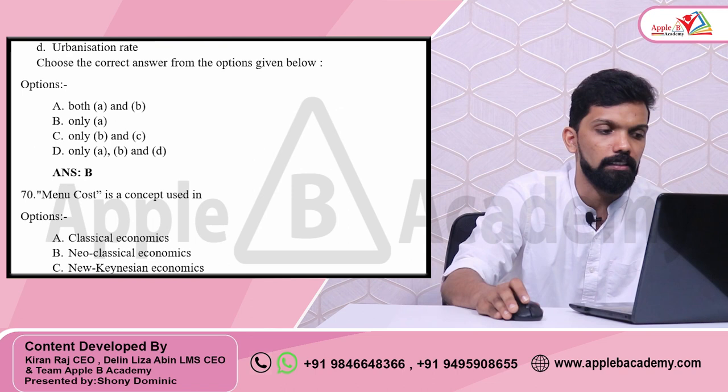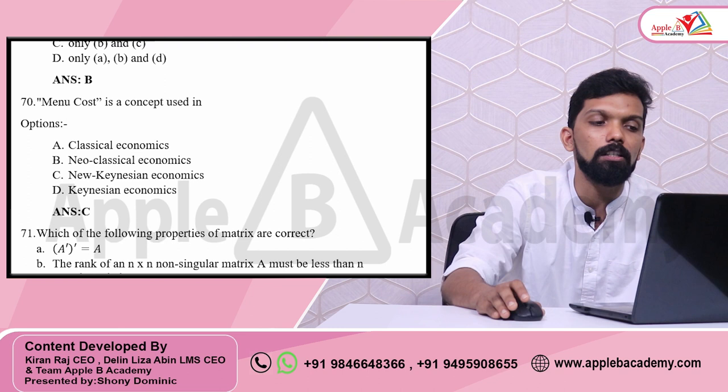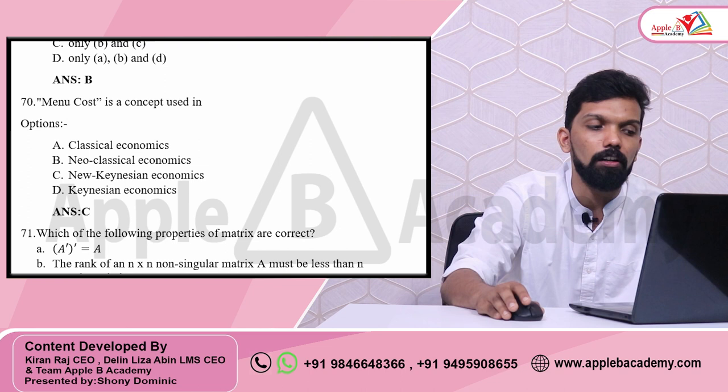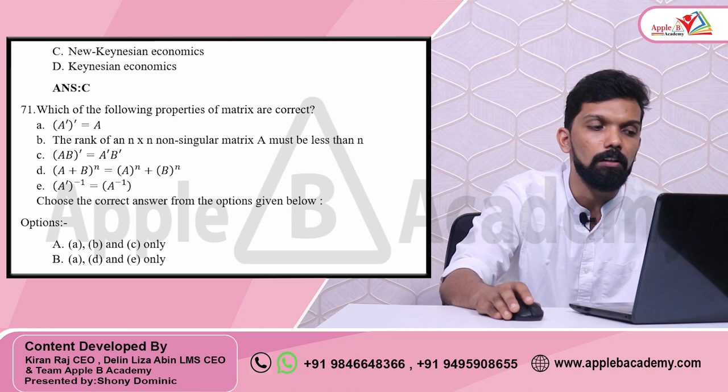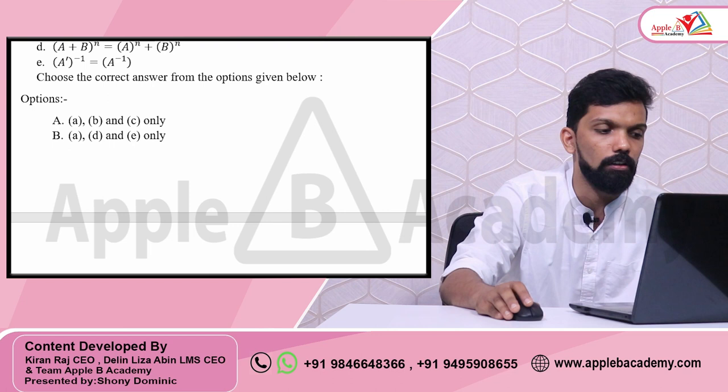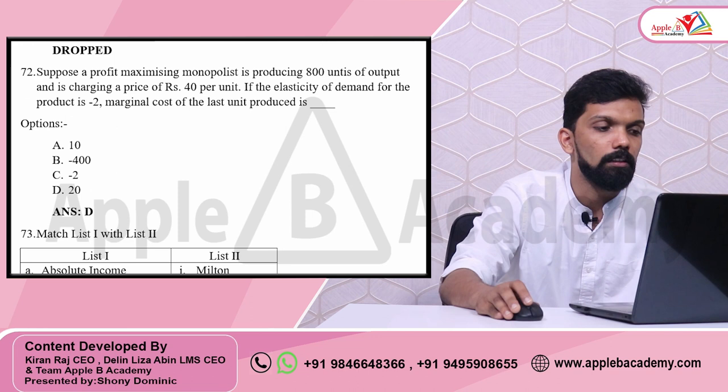So question number 70, menu cost is a concept used in classical economics, neoclassical economics, new Keynesian economics, Keynesian economics. So the right answer for this question is option C, new Keynesian economics. So question number 71 is also dropped. The marks are allocated to everyone. So we are not going to discuss it. We are moving to question number 72.